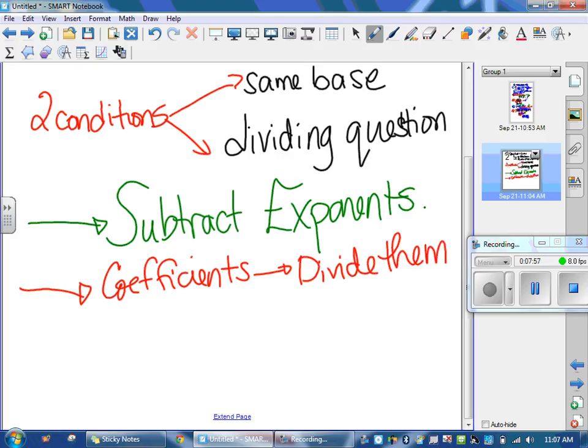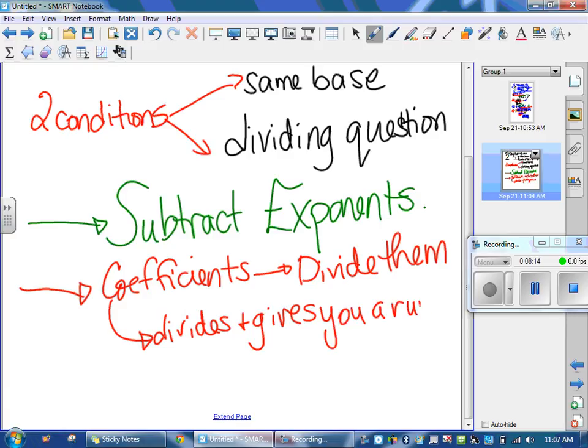Okay, coefficients, you divide them. If you get a run-on decimal, you math bracket and leave it as a fraction. So if your coefficient divides and gives you a run-on decimal, math bracket.